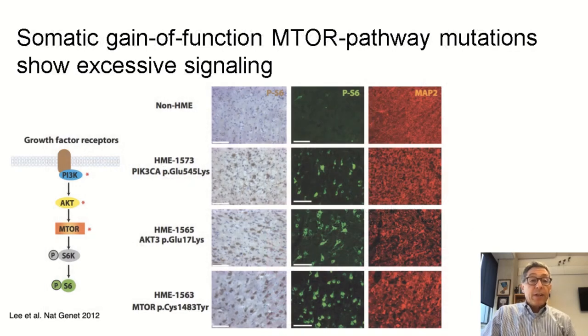In that prior study, we found somatic gain-of-function mTOR pathway mutations that showed excessive signaling in the brains of these patients. We found mutations in the 3 genes here with the red asterisk on the left side, and then we returned to the brains of those patients that had them resected for seizures and found evidence of excessive mTOR signaling based upon phospho-S6 staining here in green.